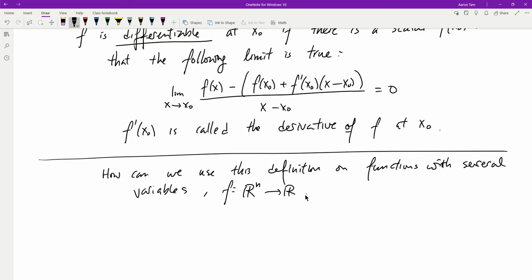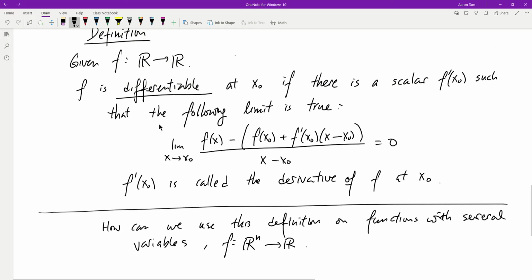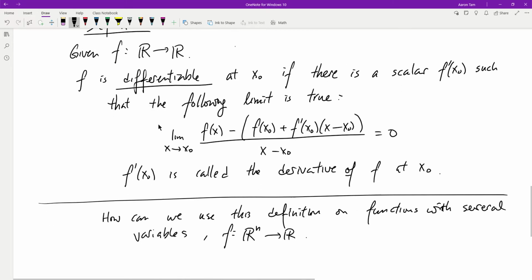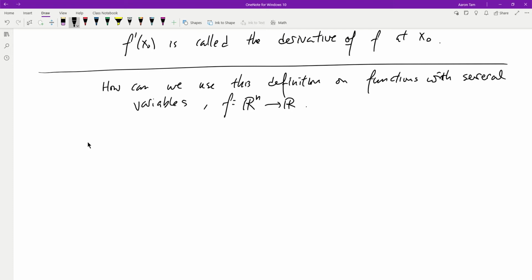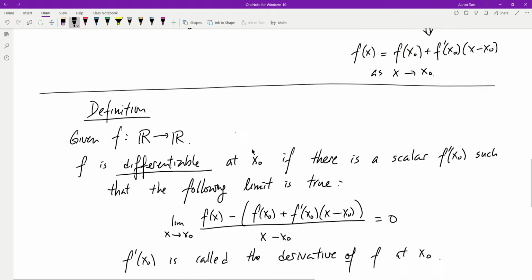The concept is actually very simple. I'll give you the definition. Our definition will be defined pretty much the same way as this definition right here, except we're going to talk about Rn to R. So let's say we're given f mapping from Rn to R. I'm going to try to mirror the definition to be this one right here.